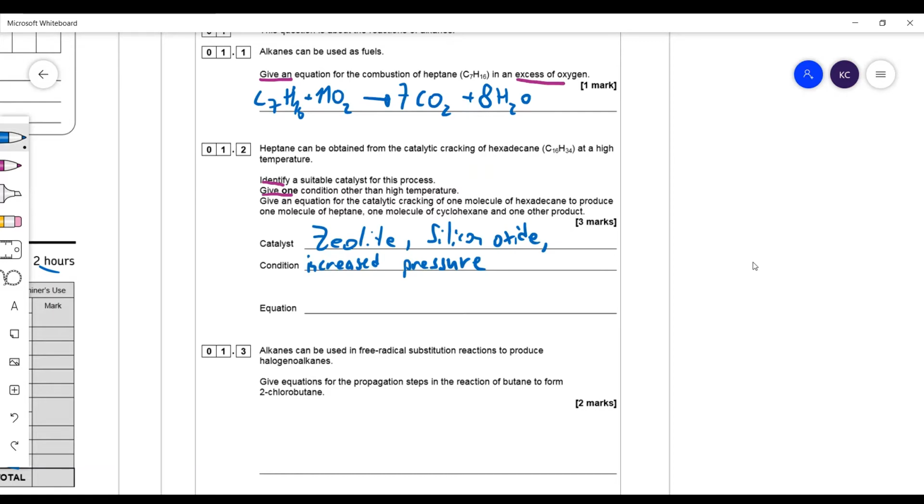You're also supposed to give an equation for the catalytic cracking of one molecule of hexadecane, so that's C16H34. To produce one molecule of heptane, so we're cracking this into heptane. Heptane is C7H16. One molecule of cyclohexane. Cyclohexane looks like this. There are 6 carbons in a ring, and each carbon has 2 hydrogen atoms. I'm not going to draw them all, but the formula is C6H12. And also one other product.